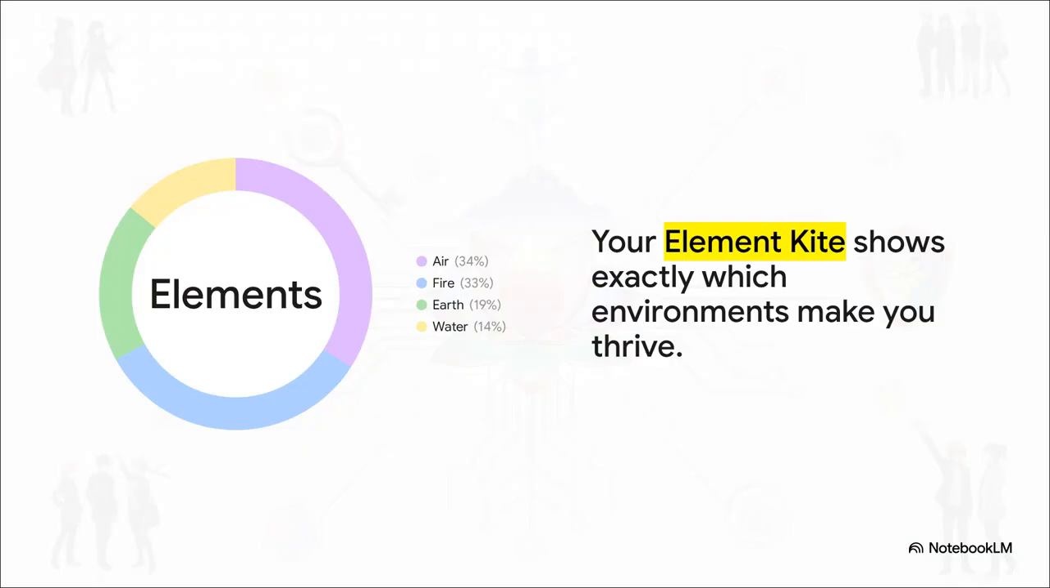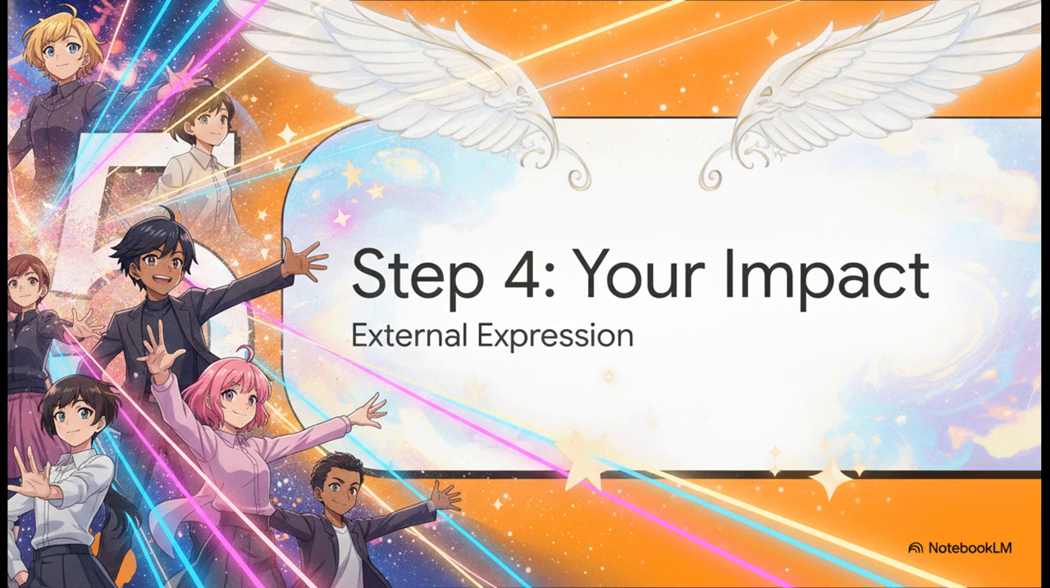And this brilliantly illustrates exactly how nuanced your blueprint truly is. This breakdown is an example of an element kite. Think of it as your personal transport vehicle moving you towards your desire. You can see here that this particular profile is driven primarily by air and fire, which means they're going to be highly visionary, communicative, and super action-oriented, right? But they also have just enough earth and water mixed in to keep them grounded and empathetic. Knowing these exact percentages helps you understand precisely which environments will make you thrive and, honestly, which ones will just totally drain your energy. And just like that, we've reached the final step.